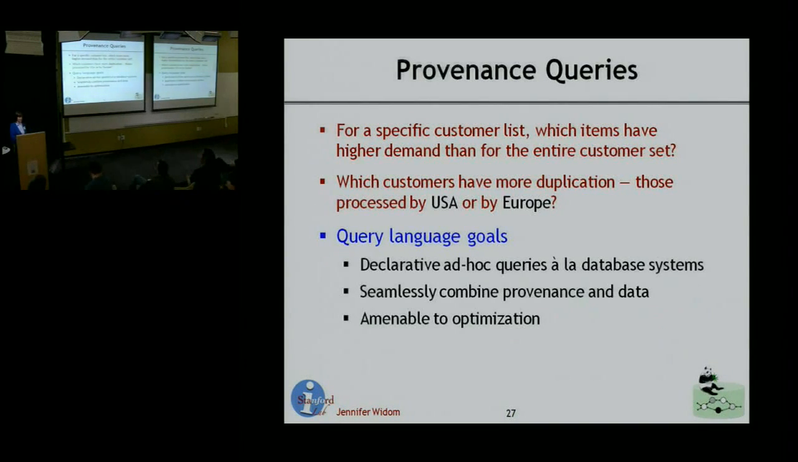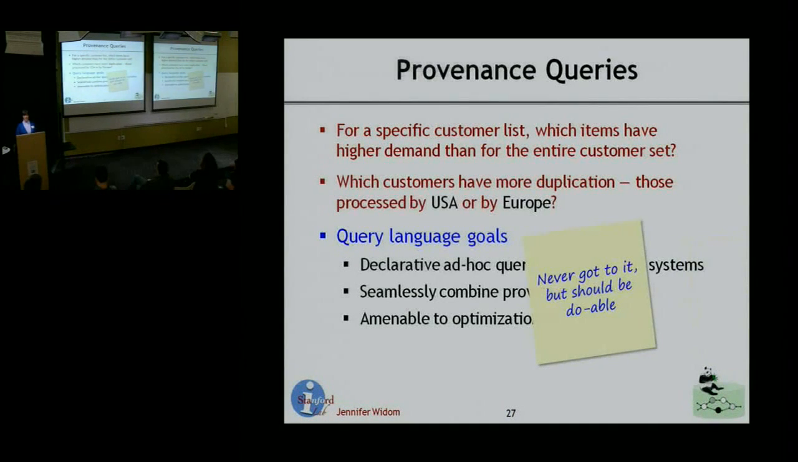So there are various goals for a query language. You'd like it to be declarative. You'd like to have ad hoc queries, like a database system, combine provenance data, and be optimizable. And I'll just say right now, we never got to that. It looks like fun stuff, but we're kind of winding down, and so that's an area that I'm not going to say much more about.